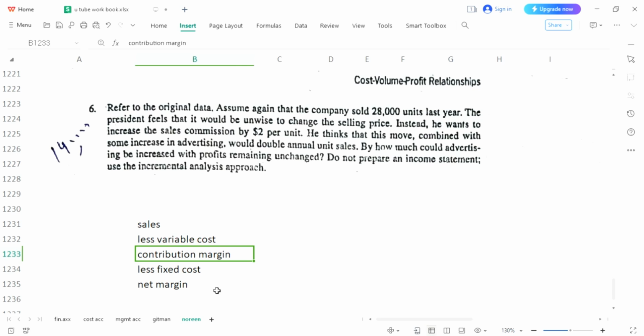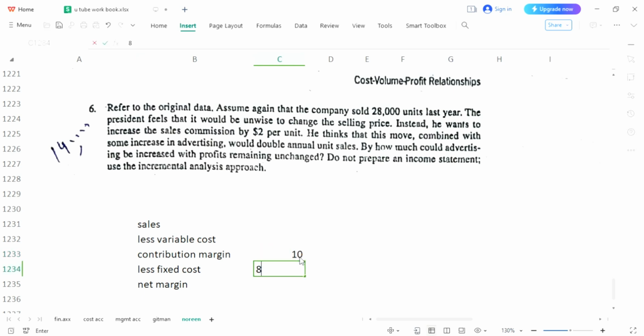Now please understand, if your old contribution margin was 10, for example, and your fixed cost was 8, your net margin is 2. The question is, he thinks that this move combined with advertisement and this and that will double the unit sales. By how much should advertisement be increased so that profits remain unchanged?